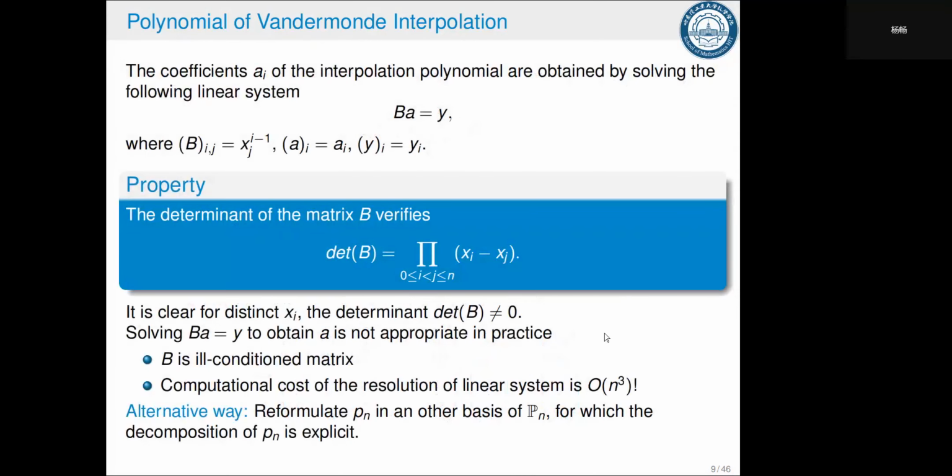However, in practice, almost nobody uses such a way to find this A. This is for two reasons, as I list here. The first reason is that such a matrix B is ill-conditioned.